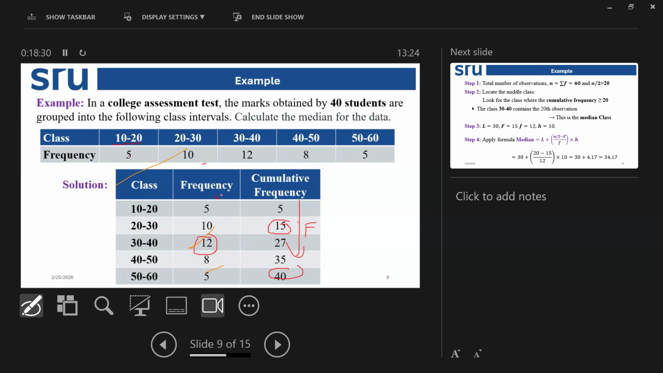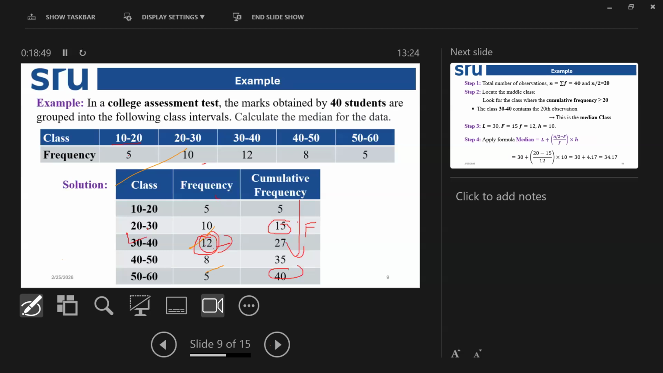It is easy wherever you have the highest frequency. That will usually be the median class. Otherwise, n by 2 also you can take for the median. Okay. So now whenever you find the highest frequency, the corresponding lower boundary is L.